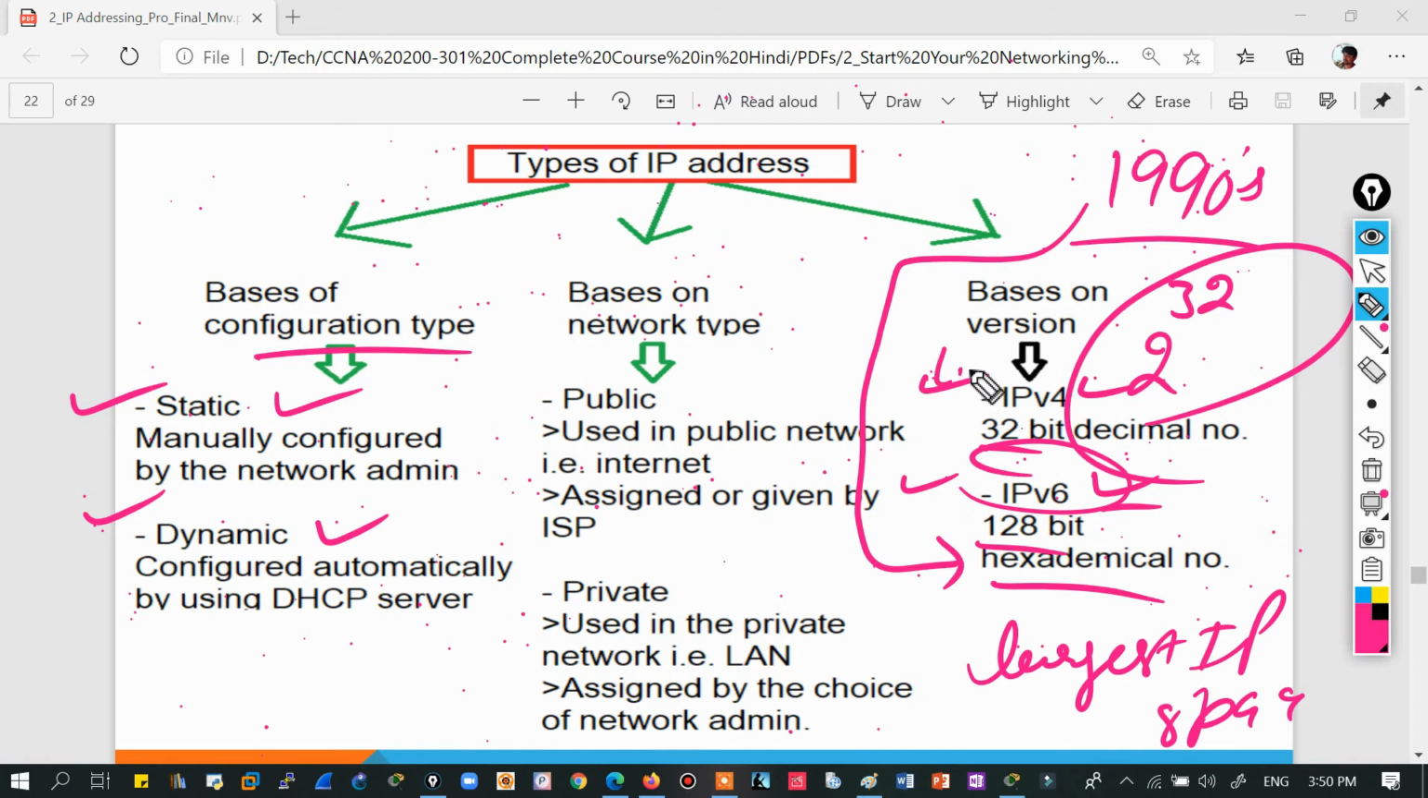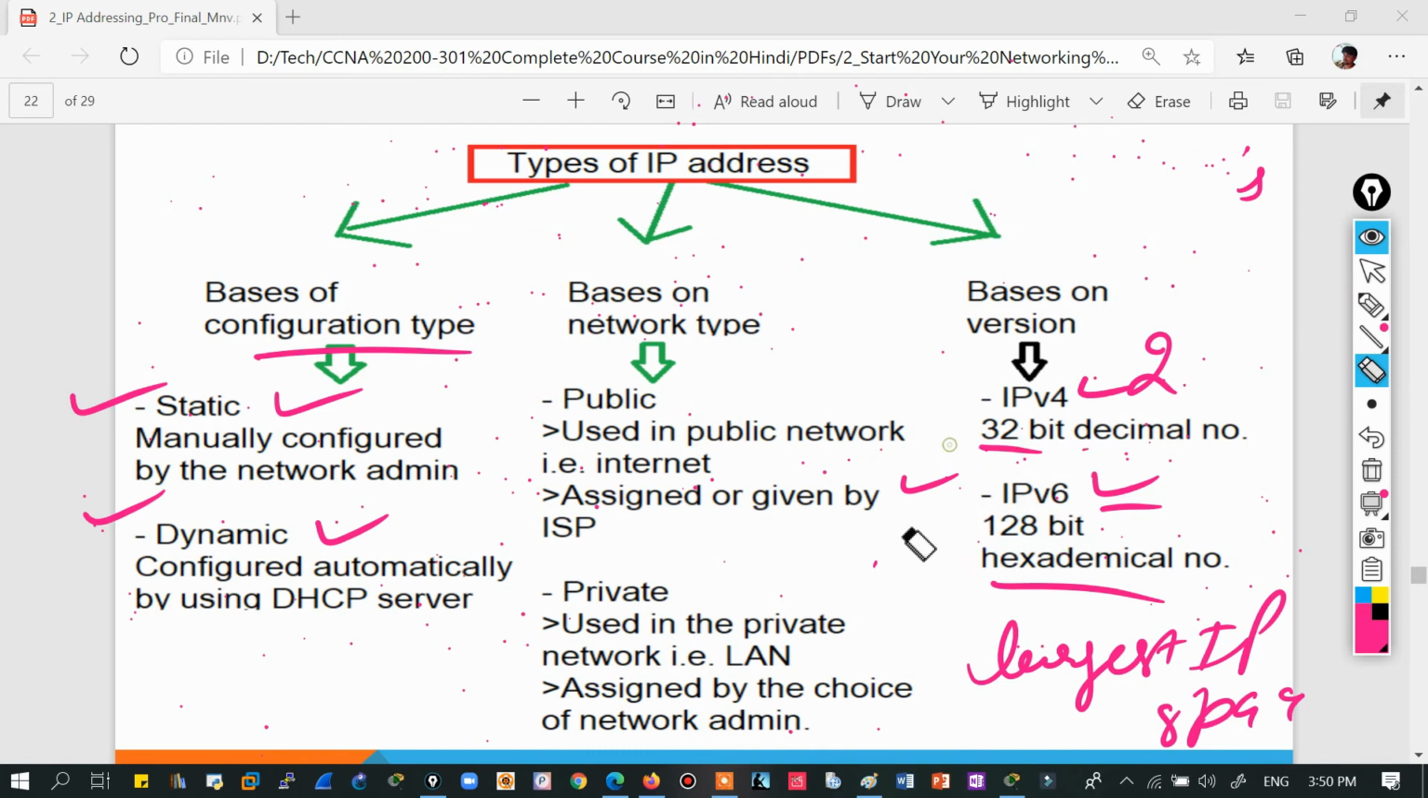IPv4 has a smaller number of IPs. IPv6 has an unbelievable number of IP addresses, right? So yes, there are these two parts, and again there is one more classification, public and private.